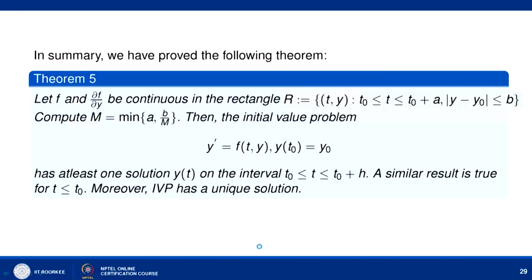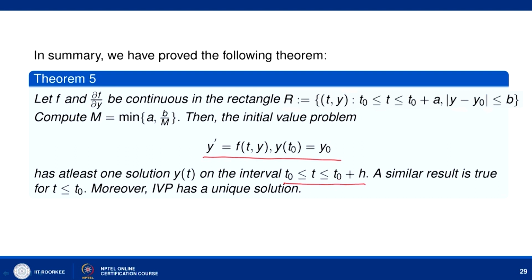So, if we summarize the discussion which we have done today, we have proved the following theorem. Let f and partial f by partial y be continuous in the rectangle R, where R is defined as the set of (t, y) such that t lies between t naught and t naught plus a, modulus of y minus y naught is less than or equal to b, and we can compute the bound M, with h as minimum of a and b by M. Then the initial value problem y dash equals f(t, y), y(t naught) equals y naught has at least one solution y(t) on the interval t naught to t naught plus h.